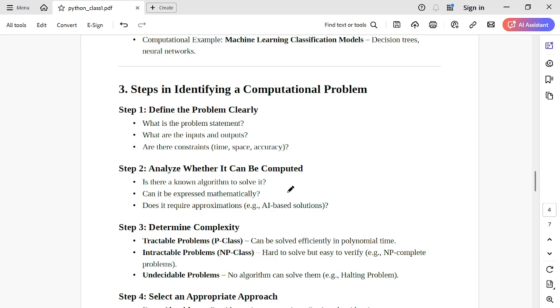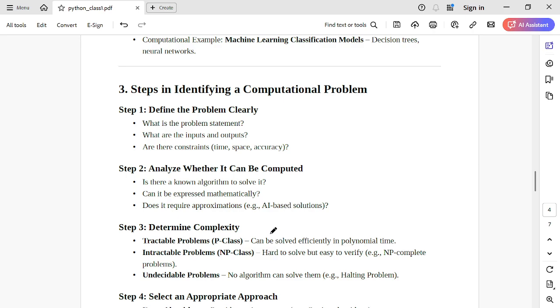So, step two, analyze whether it can be computed, right? Is there any known algorithm to solve it? Can it be expressed mathematically? Does it require approximation, right? So like that, you have to identify whether it is computationally solvable.